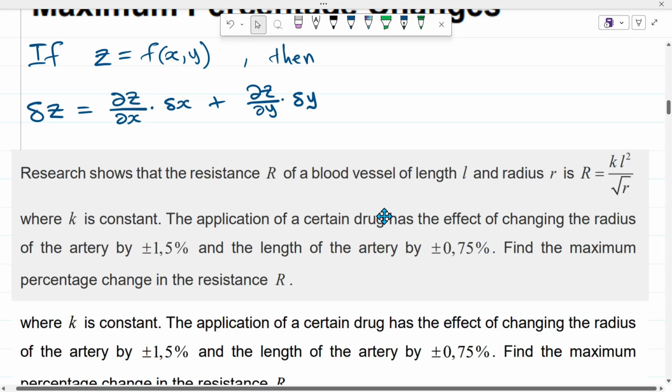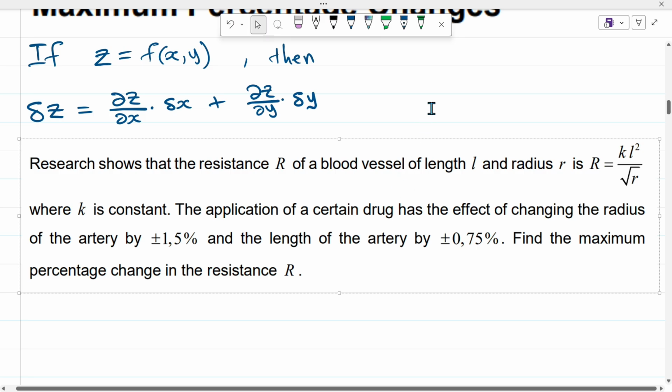Okay, we're going to solve this and apply all the information that I was trying to preach there. Okay, so here's the question. It says that research shows that the resistance R of a blood vessel of length L and radius r is R equals KL squared divided by root of r, where K is a constant. So they're telling you that K is a constant.